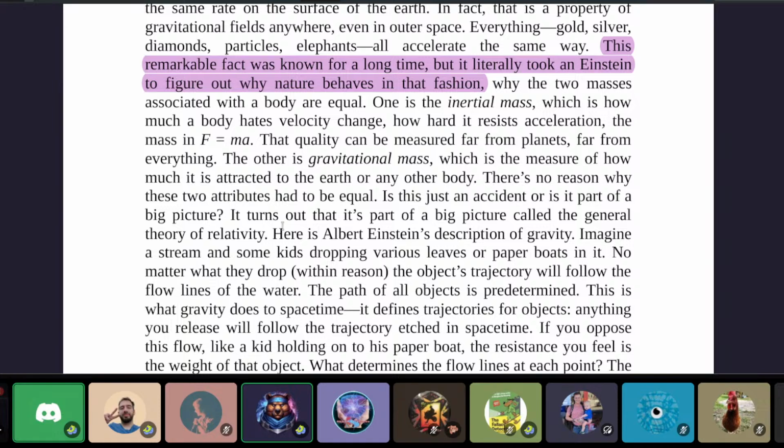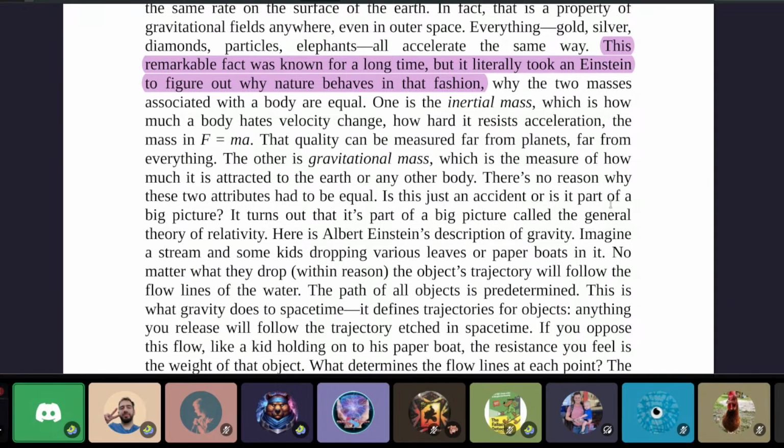Why are the two masses associated with a body equal? One is the inertial mass, which is how much a body hates velocity change, how hard it resists acceleration, the mass in F equals ma. That quality can be measured far from planets, far from everything. The other is gravitational mass, which is the measure of how much it is attracted to the Earth or any other body. There's no reason why these two attributes had to be equal.